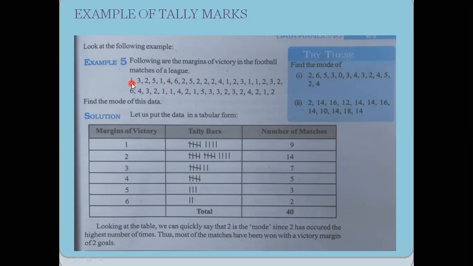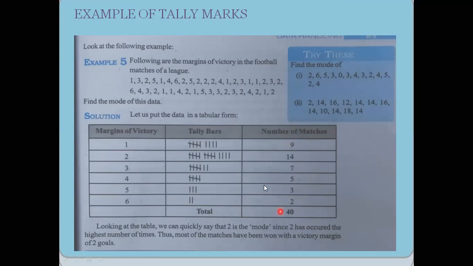So now here you can see the data they have given. The numbers are 1 2 3 4 5 6 only. Here 1 is repeated 9 times, 2 is repeated 14 times, 3 is repeated 7 times, 4 is repeated 5 times, 5 is repeated 3 times, and 6 is repeated 2 times.